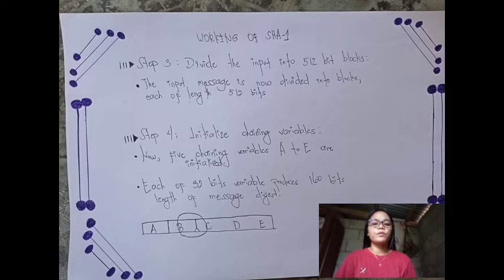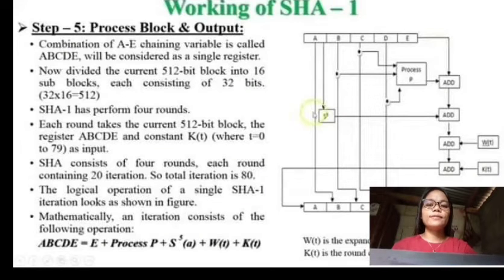And we have now here the 5 variables, and the 2 variables encircled between B and C. And let us now move on to step number 5, process block and output. The combination of the A to E chaining variables, called A, B, C, D, E, will be considered as a single register. Now, divide the current 512-bit block into 16 blocks, each consisting of 32 bits. 32 times 16, we have 512.